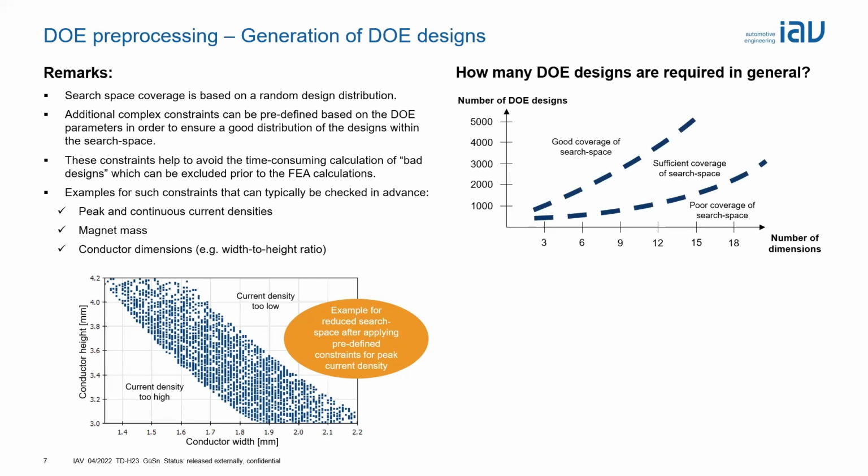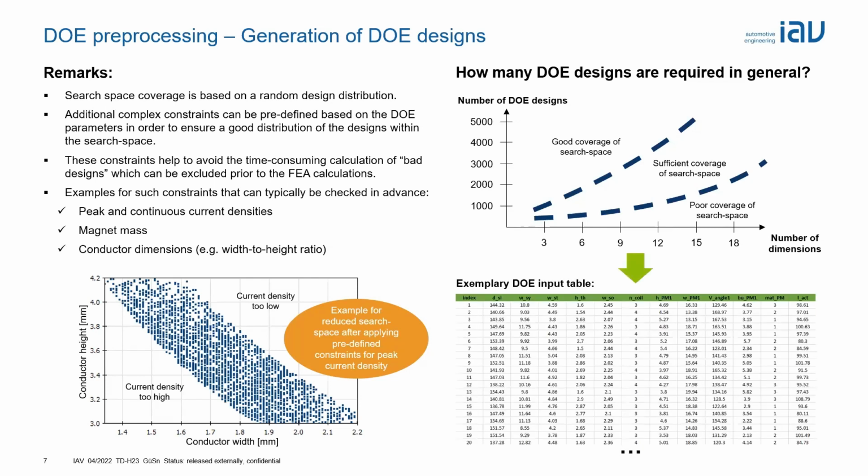So how many DOE designs are actually required? It is well known that this depends on the number of dimensions, and from our experience you see here a typical behavior. When we have, let's say, a typical optimization setup with 12 dimensions, it is beneficial to have, let's say, more than 1,500 DOE designs in order to have a good search space coverage. So in total, it's better to have more designs, but it is also more time consuming.